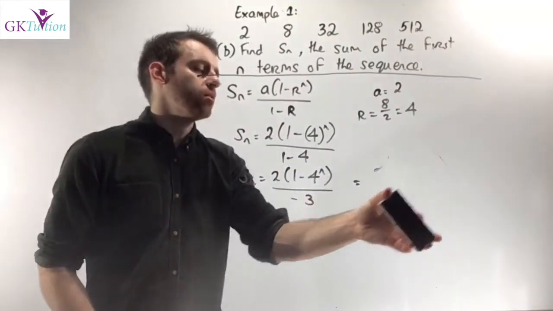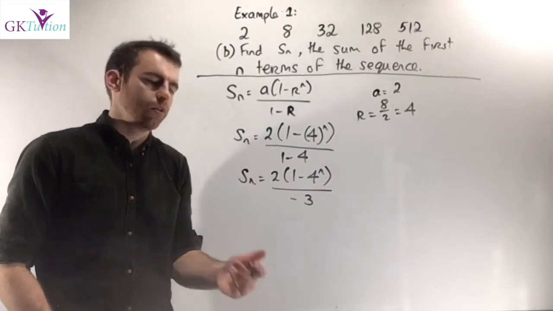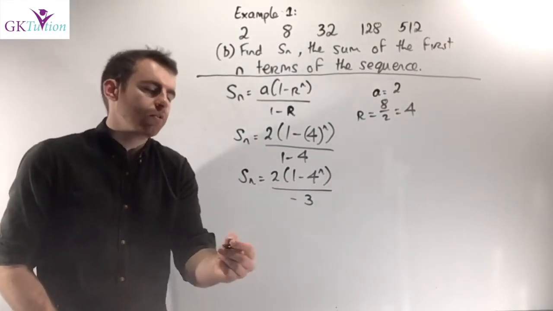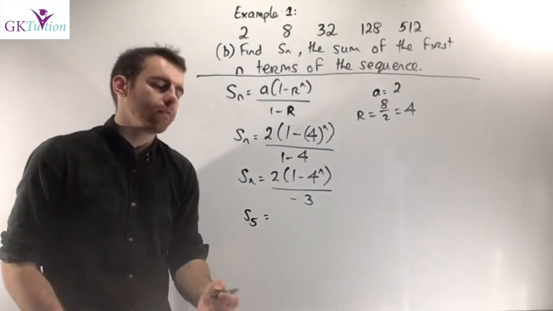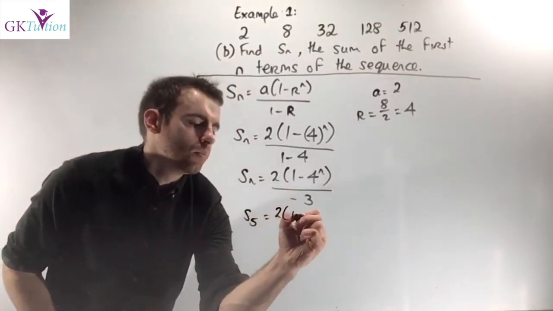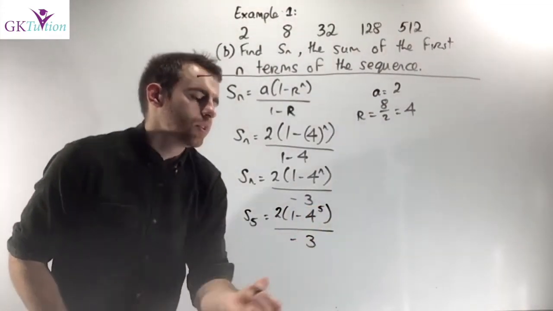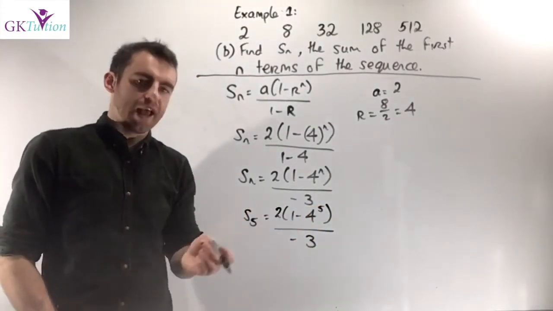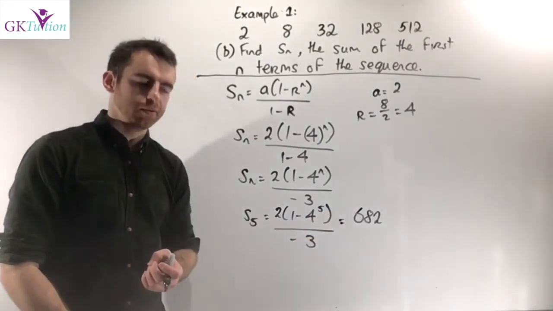What you could then do is, the chances are you'd probably be asked to find S5 or something like that. Supposing I asked you to find S5. That just means wherever there's an n, you sub in a 5. In this case, it would be 2 times 1 minus 4 to the power of 5. And if we plug this into our calculator, we can get a value for S5. So S5 works out as 682.